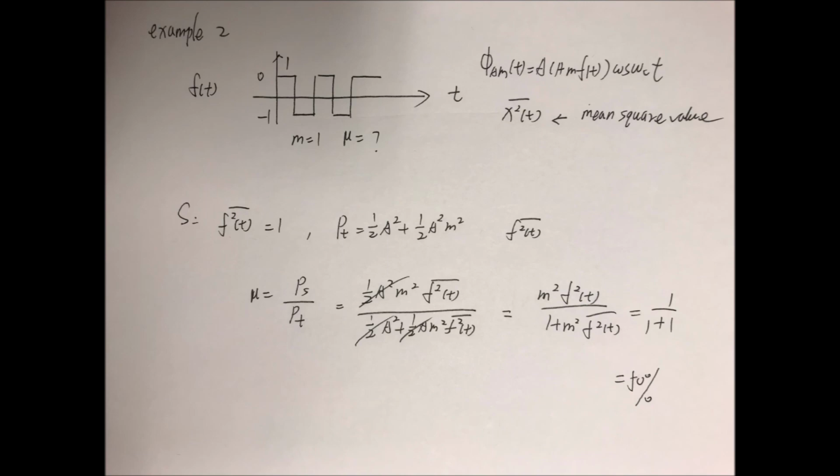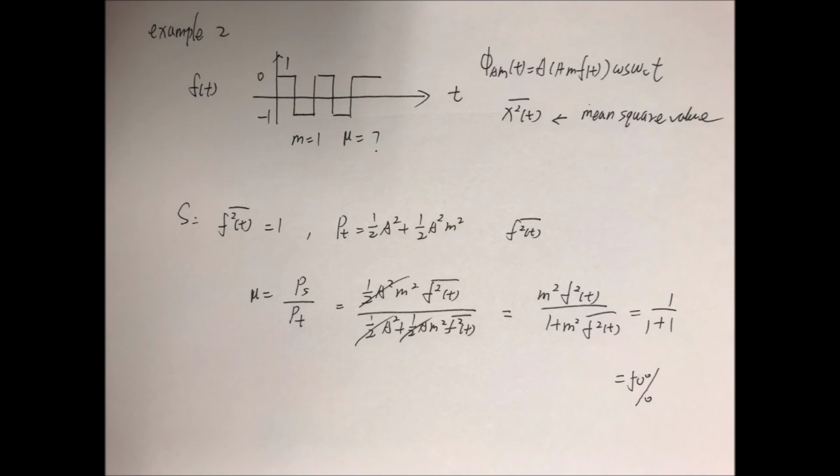In this example, my signal is sinusoid. So mu will be PS over PT. Half a square will be the common part, so cancel. So the amplitude of your carrier does not affect your efficiency. However, M does play a very important role here, and also your signal is important.